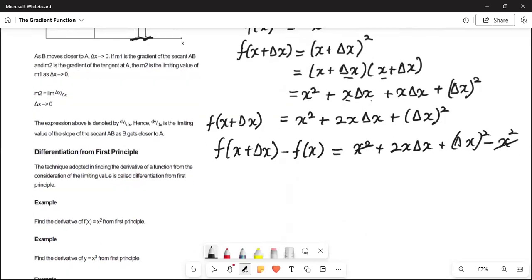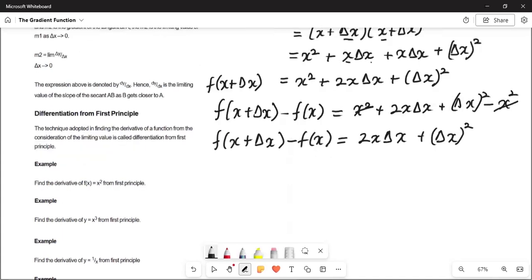That means f(x + Δx) − f(x) is equal to 2xΔx + Δx². And the last stage, again, what we are trying to arrive at is this. Let me write it here so I don't have to clean it again: f(x + Δx) − f(x). Now we have f(x + Δx) − f(x) here, which is equal to 2xΔx + Δx².